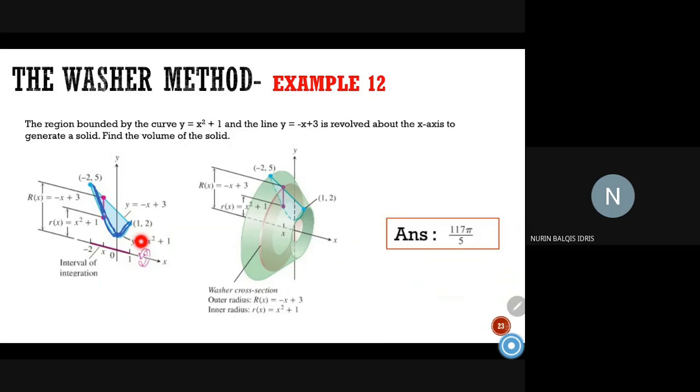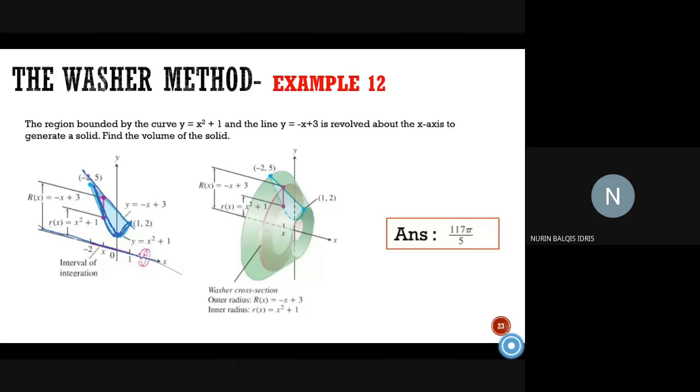Nampak tak? The titik minimum dia at x equals to 1. And the line y equals to negative x plus 3. So this is the line negative x plus 3. It's revolved about the x-axis. So kat sini, x-axis ni. Okay, so when we revolve about the x-axis to generate a solid, find the volume of the solid.